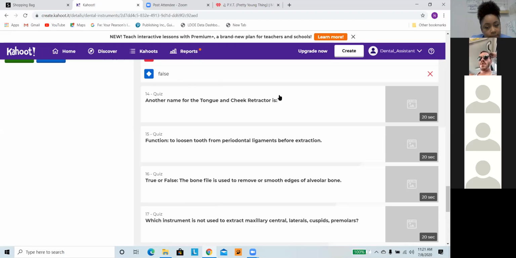Crown and bridge. Yeah. What else? All of them. I would say all of them. Pretty much, yeah, because you need the lip out of the way and everything. You're going to need your mouth open. I would say endo tray.